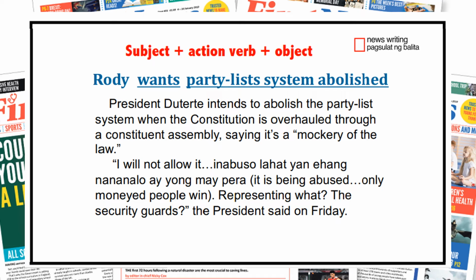Okay. Then action verb, your verb, and it should be an action verb. What intends, from intends you use a synonym but shorter word, wants. Intends, wants. Then object, party list system abolished. So here, what does Rodi want to do or to abolish? The party list system here.